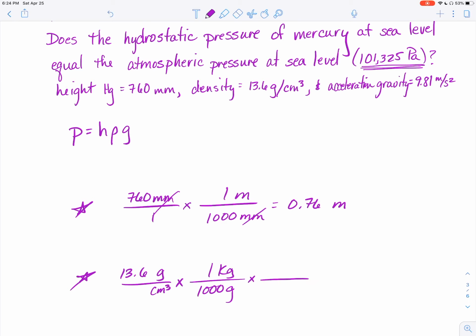And then for every 100 centimeters, that's equal to 1 meter. So we've gone through and changed grams to kilograms. Now we need to change centimeters to meters. But you notice how this says centimeters cubed and this doesn't. Well, we've got to fix that.